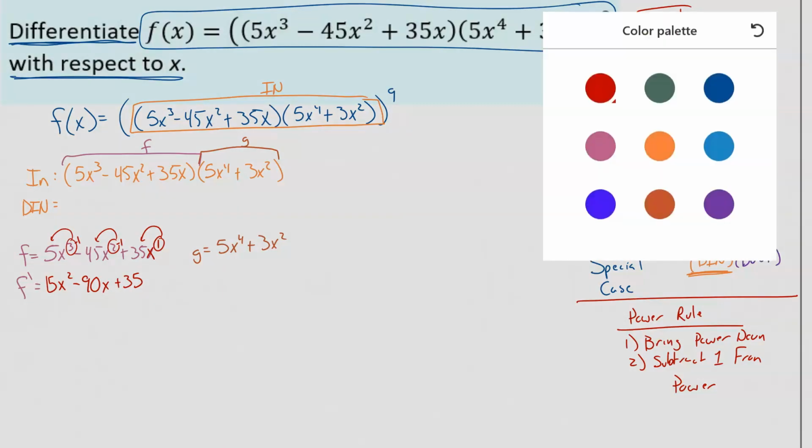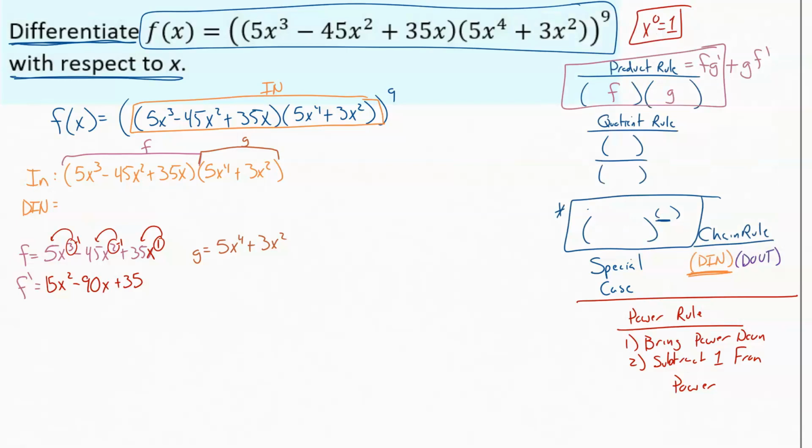Done with our f prime, and now we go over and look at that g piece. And we say, okay, what do I need to do to take the derivative of g? Well, again, that's just a bunch of stuff being added and subtracted, so that's just our power rule process. So we'll just roll our power rule on g here.